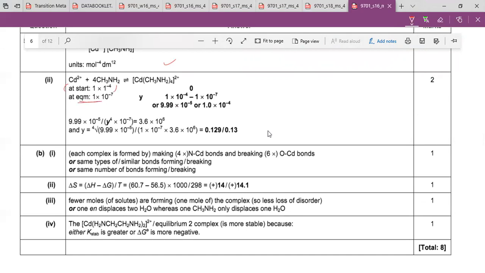Equilibrium is not. So the amount reacted will be how much? How much reacted, because it reacted with the amount formed, is it? It will be 1 times 10 to the power of minus 4 minus 1 times 10 to the power of minus 7. Remember that? So I told you it's actually about 1 times 10 to the power of minus 4, because all precipitated already.